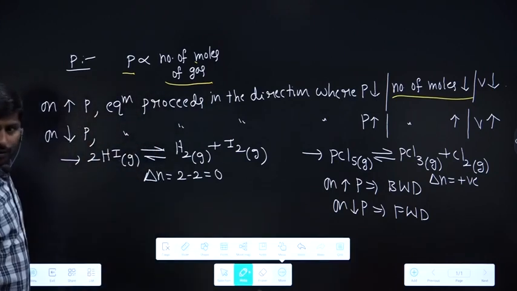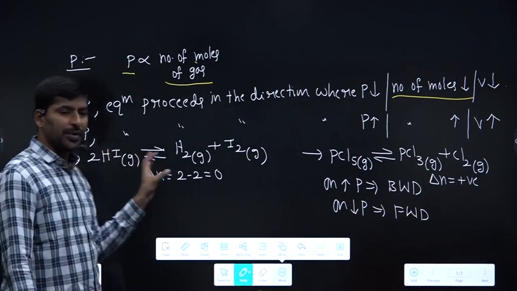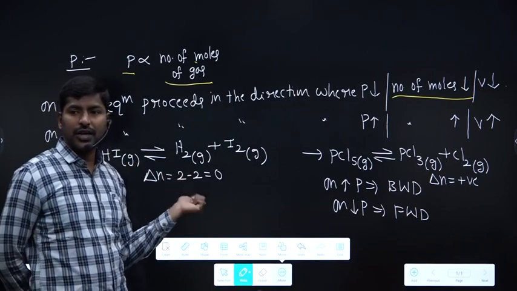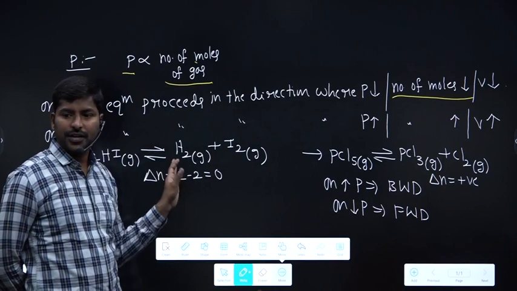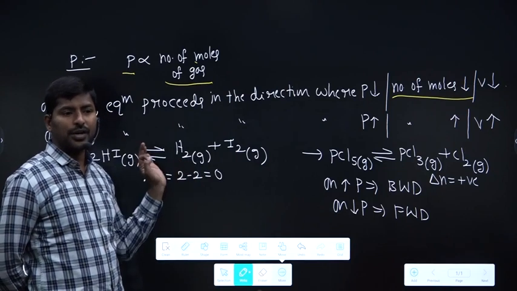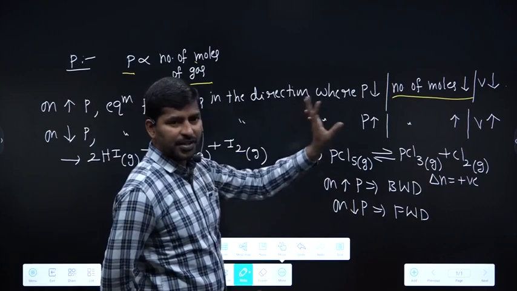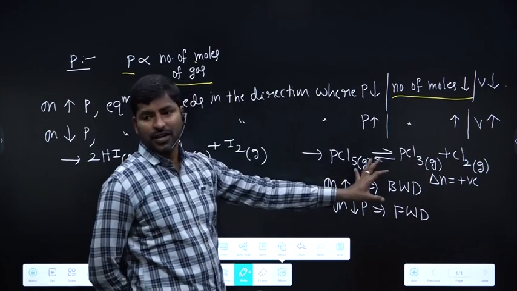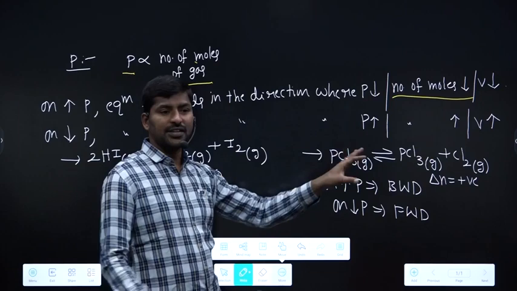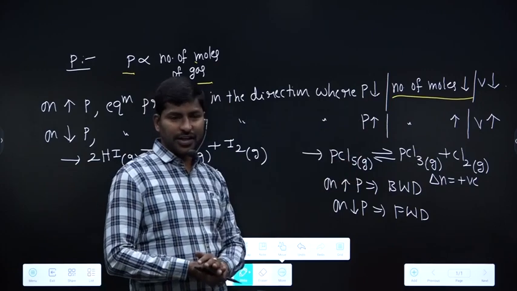Next, even by changing pressure, does the equilibrium constant value change or not? It doesn't change, since the equilibrium constant depends only on temperature. Here also the direction changes such that there is no change in the equilibrium constant. The concentrations change, but the equilibrium constant cannot be changed.